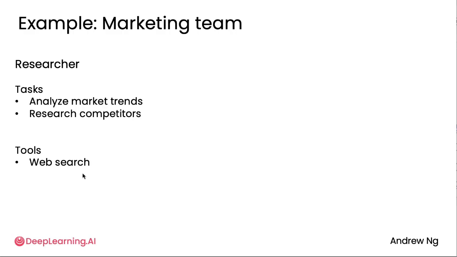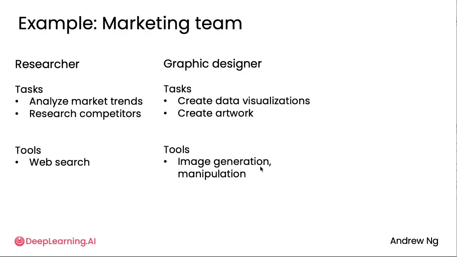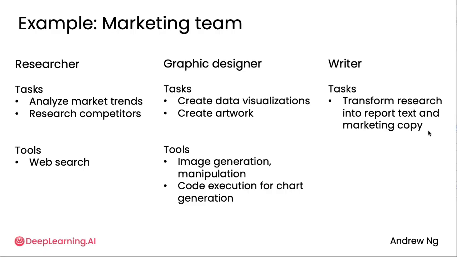Or for a graphic designer agent, they might be tasked with creating visualizations and artwork. And so what are the tools that an agentic software graphic designer might need? Well, they may need image generation and manipulation APIs, or maybe similar to what you saw with the coffee machine example, maybe it needs code execution to generate charts. And then lastly, the writer has to transform the research into report text and marketing copy. And in this case, they don't need any tools other than what an LLM can already do to generate text.